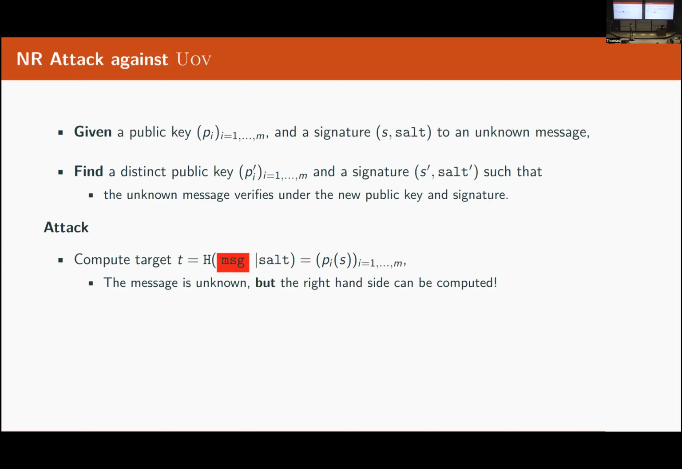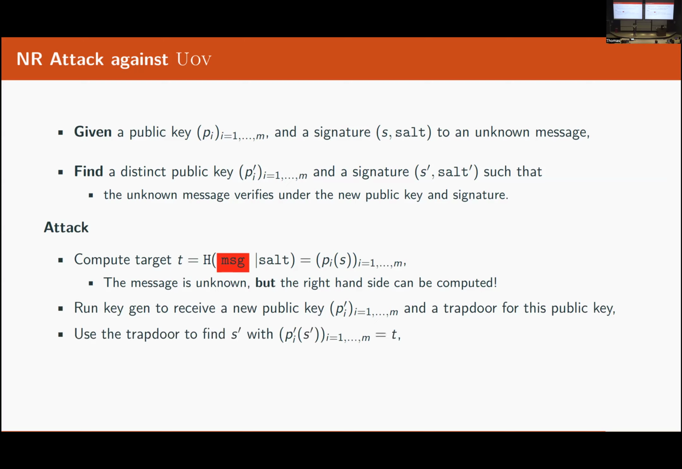So this needs to verify this unknown message. What can we do? Here we compute the target. As we don't know the message, we cannot compute the term in the middle, but as the verification holds for the initially given public key and signature, we can compute the right-hand side, and we know that this equality holds. So we define T as the value on the right. Then we just do a key jam, which gives us a new key, which is with huge probability distinct from the initial public key given. And we can just compute the pre-image using the trapdoor, and we return as the attack this new public key with this new S prime value. And we didn't change the salt, so we don't change the target here.